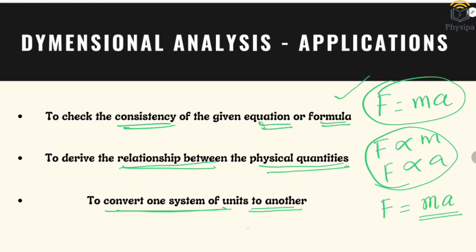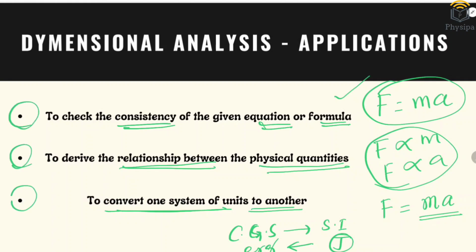And also we can convert CGS units to SI units. For example, the SI unit of work is joule and we can convert the SI unit of work, joule, into the CGS unit of work, erg. So, we have 3 main applications. First one is to check the consistency of a given equation, second one is to derive the relationship between physical quantities, and third one is to convert one system of units into another. Okay, right.